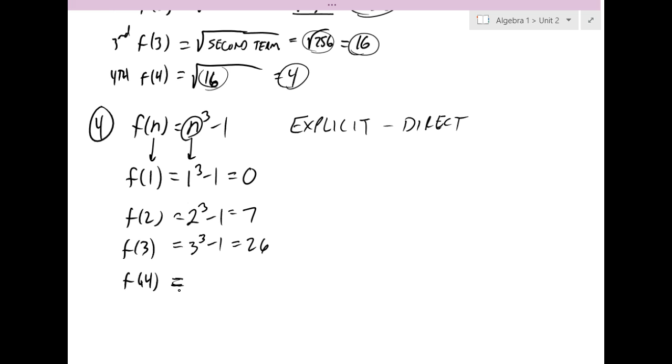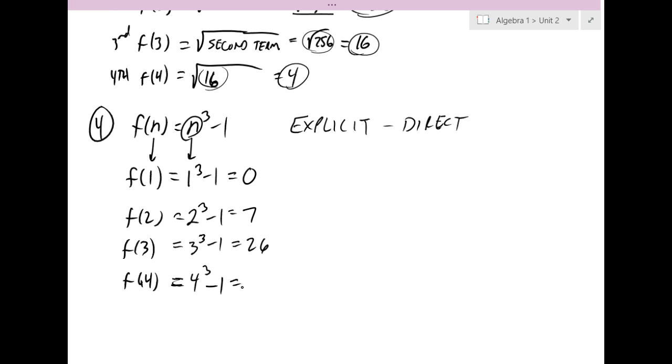Let's see. Jackson, what'd you get for f of 4? I can't really tell what I wrote down. Okay, can we do it together right now? Our formula is f of n is equal to n cubed minus 1. So what should we write down? So 4 to the power of 3. 4 cubed minus 1.